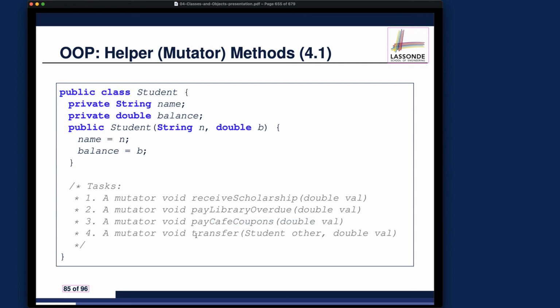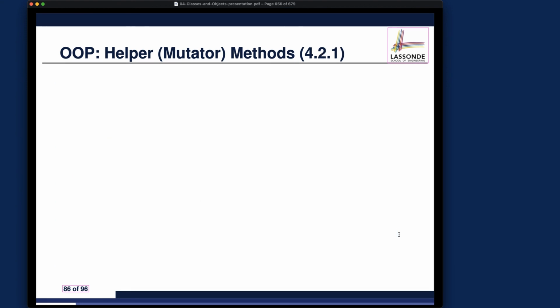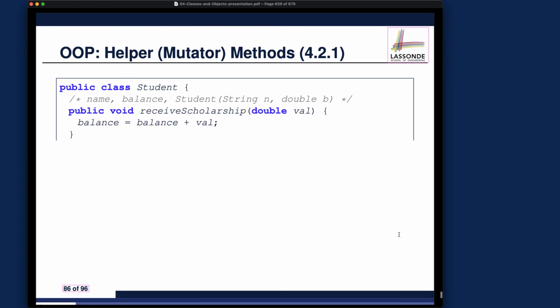And also you may want to transfer from one student to another student, with some amount, for example, right? They might kind of share their coupons and they want to share the balance. Let's see the small version with repetition. Let's see this. So receive scholarship will simply say balance, or you can say implicitly this dot balance.